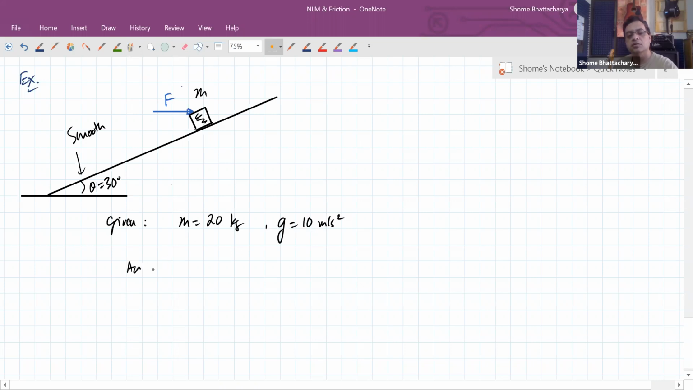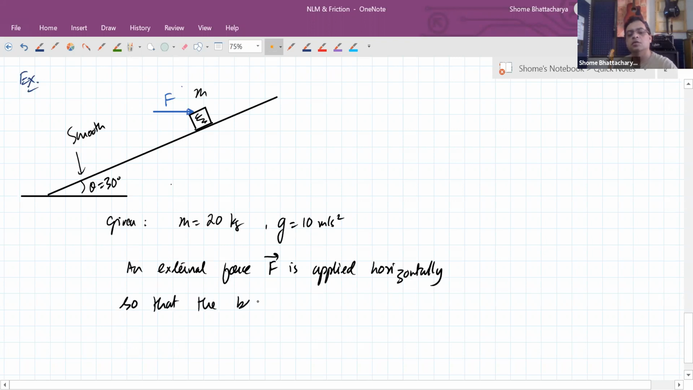Now, an external force F is applied horizontally so that the block remains at rest in equilibrium. So equilibrium means net force is zero. Okay. So we have to find the magnitude of this external force.